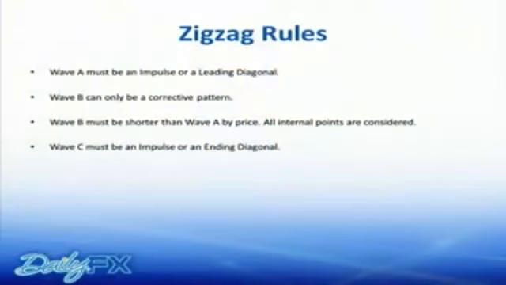Okay, zigzag rules. Wave A must be an impulse or leading diagonal, otherwise it must be a motive wave, right? Can't be 3 waves. If it's 3 waves, then you probably have a flat. Wave B can only be a correction, can be a triangle, can be a zigzag itself. It's usually a triangle or a flat in my experience. You cannot have both waves A and C be diagonals either. That does not happen. If that happens, then you probably have the beginning of a larger correction.